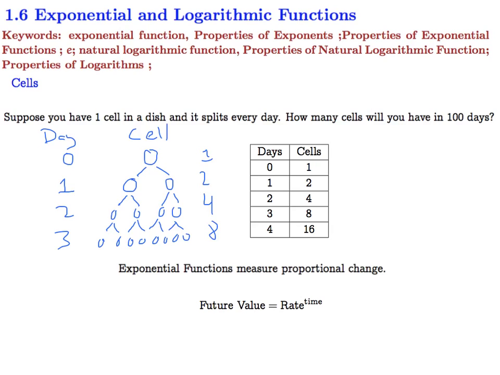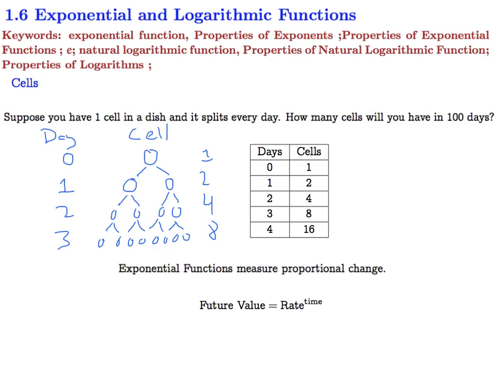And what's going to help us out here are called exponential functions, because what exponential functions are good at is measuring proportional change. In this case, we're doubling the previous day's number of cells, and the general formula for an exponential function is that the future value is equal to rate times a time. And we can figure out this function by looking at what happens.